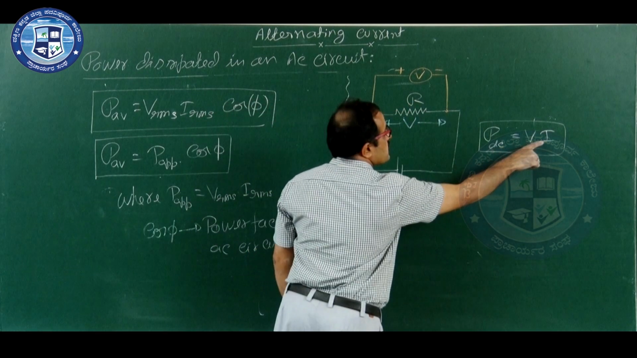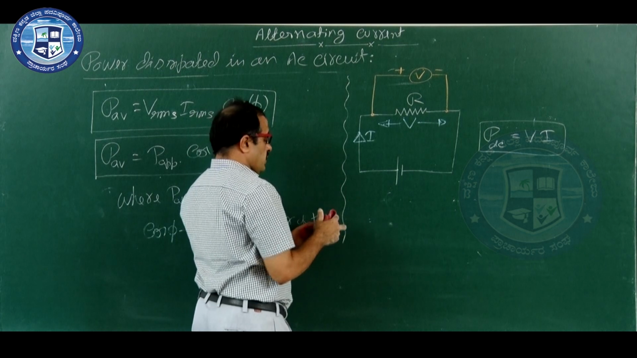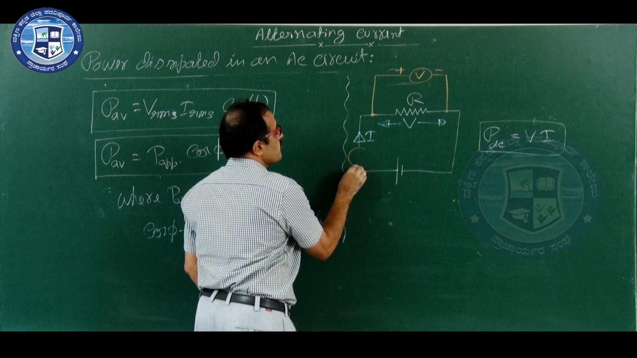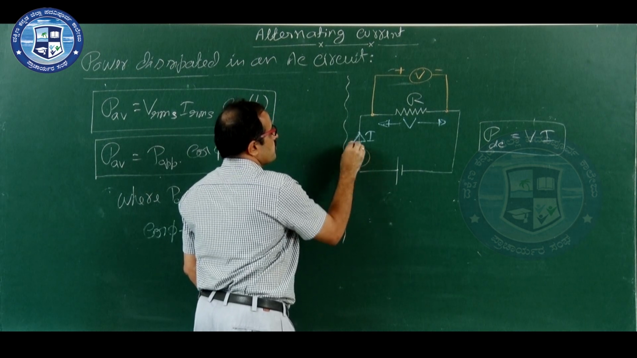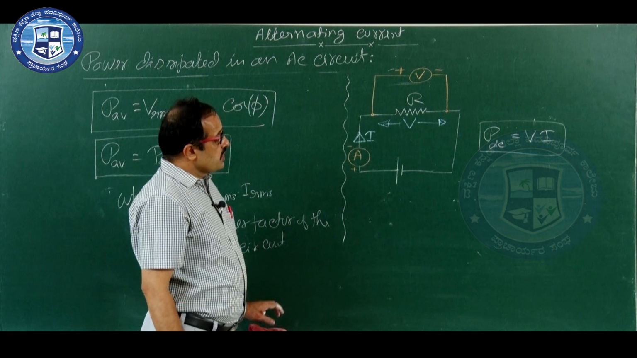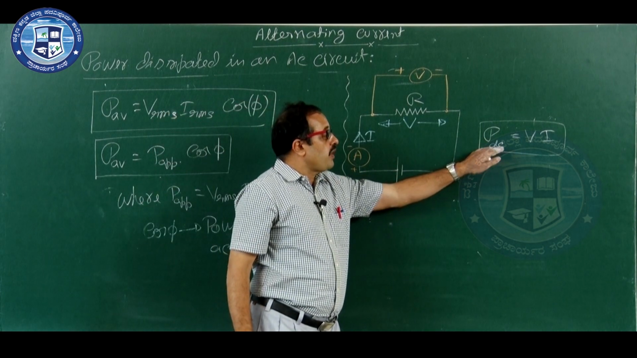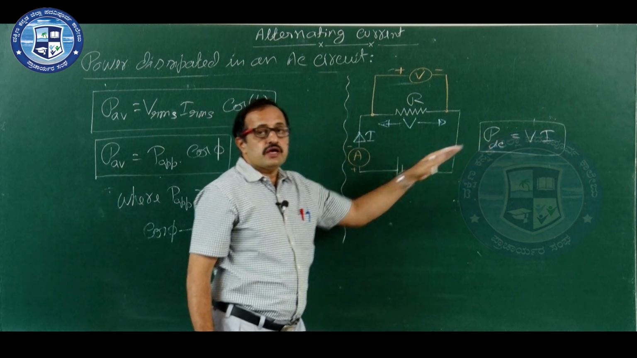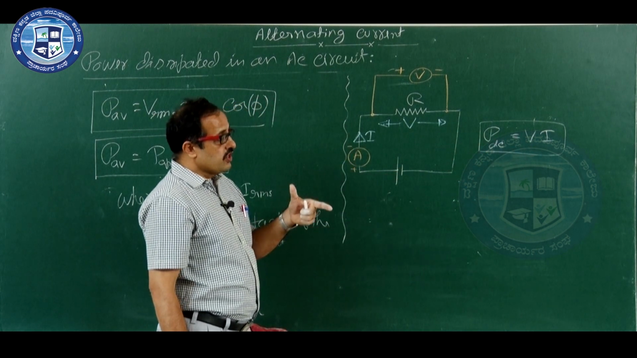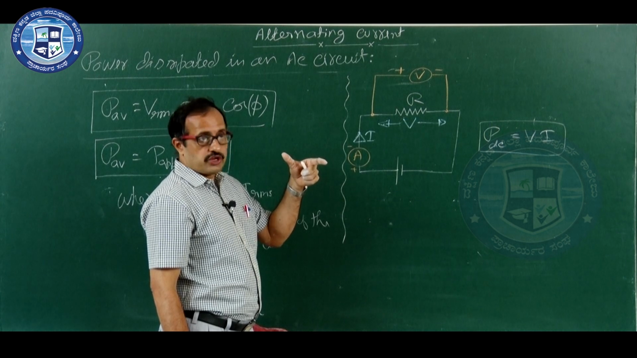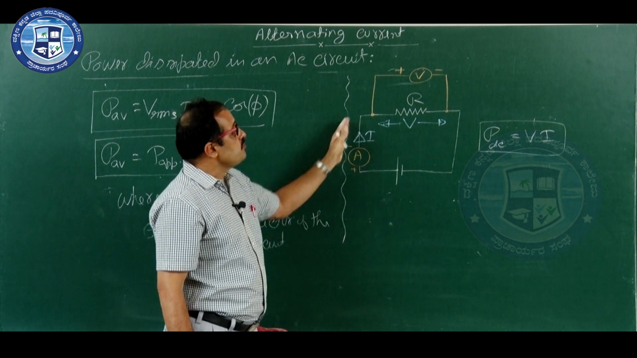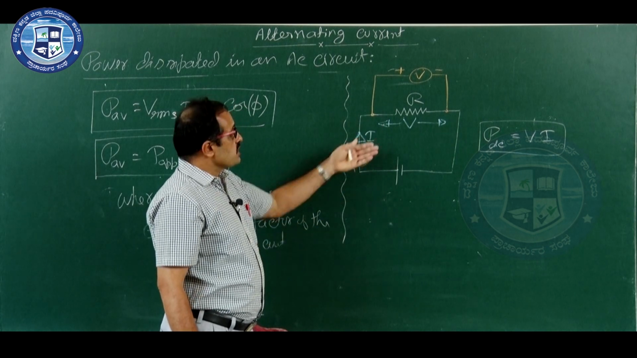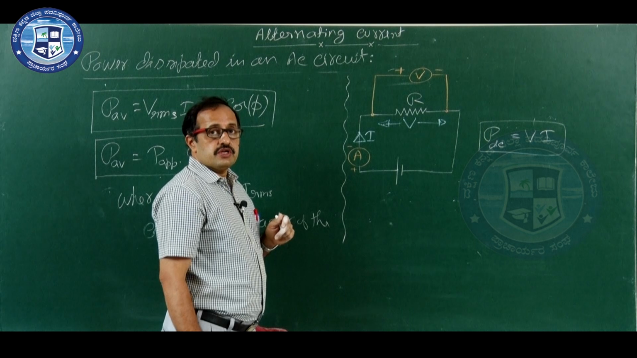So, here V means it is the voltmeter reading. Similarly, how to measure current? Current can be measured by connecting one ammeter. So, in the case of DC circuit, power consumption means it is the product of voltmeter reading and ammeter reading. Now, you take the same idea to the AC circuit.